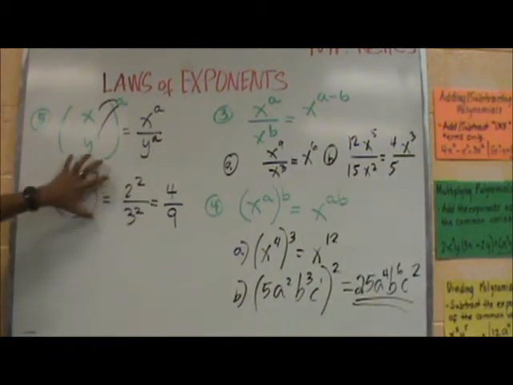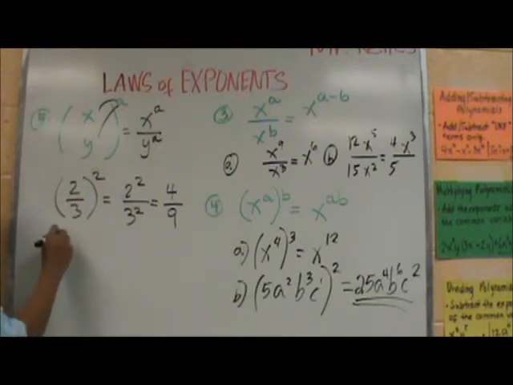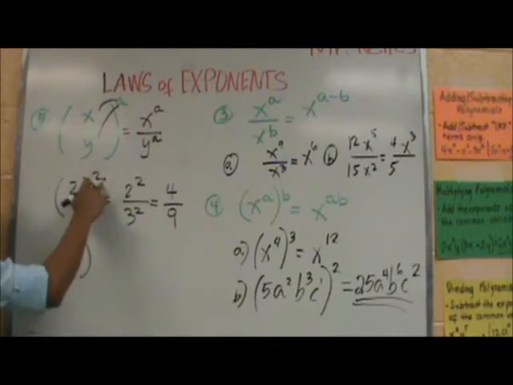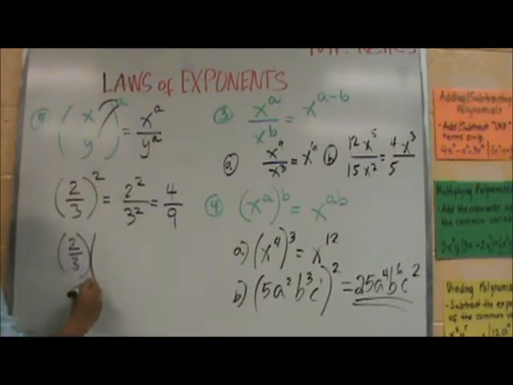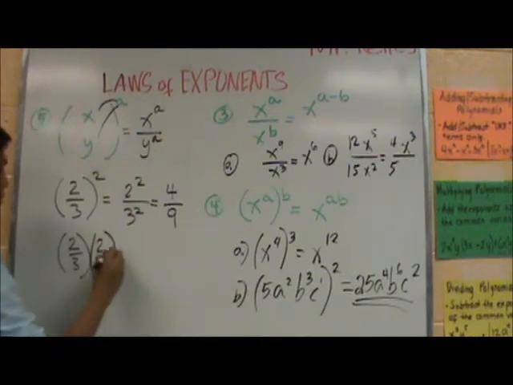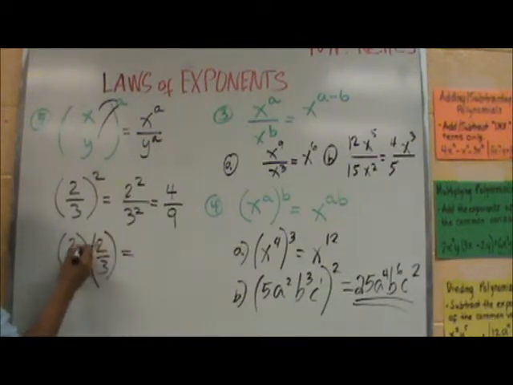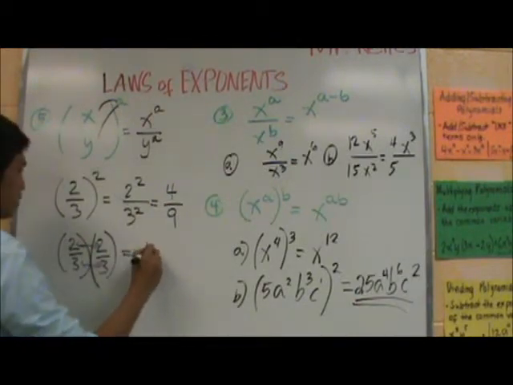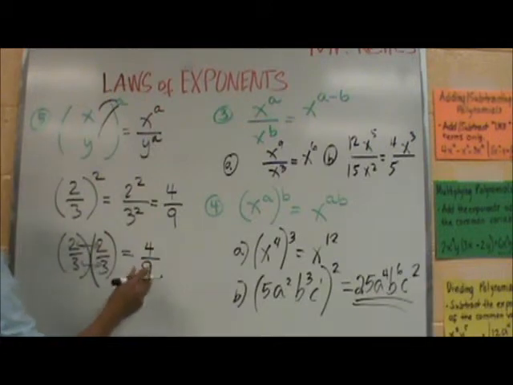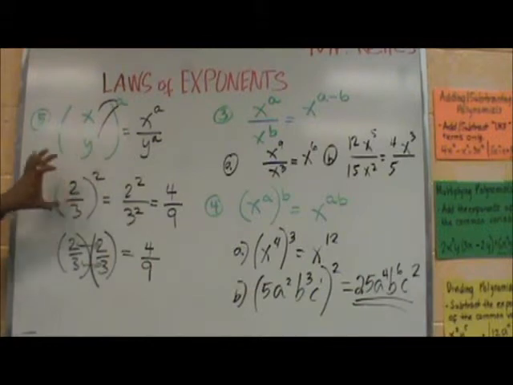Another way of solving this is 2 over 3, because the exponent tells you the number of times you multiply this by itself, so multiply it twice. Now remember, in multiplying fractions, you multiply straight across. So 2 times 2 is 4, 3 times 3 is 9, which is the same thing as this one. So it's up to you if you want to use this or this.